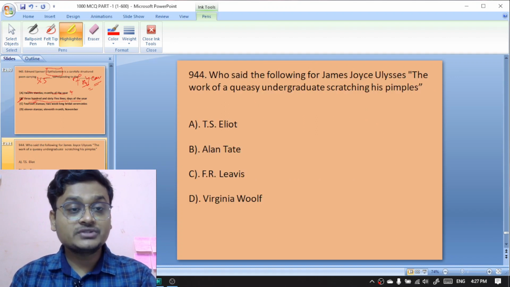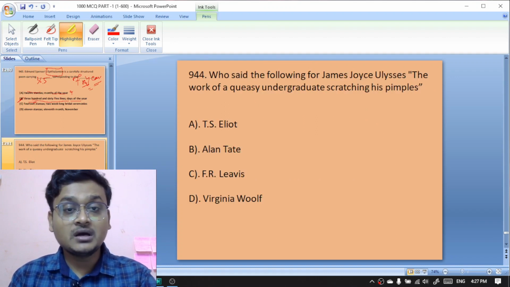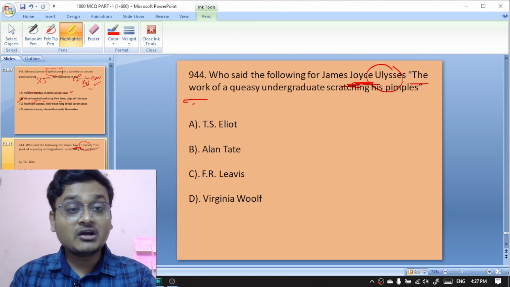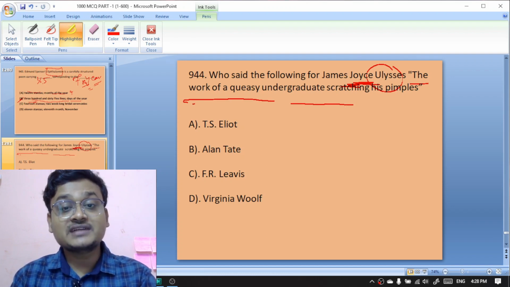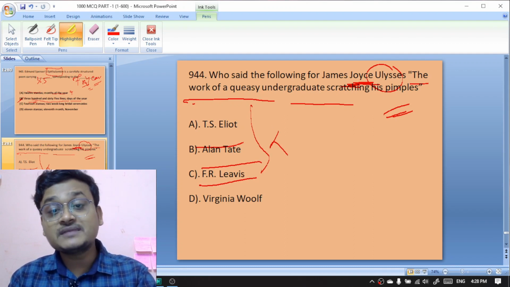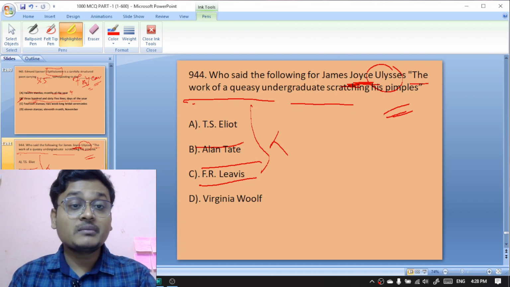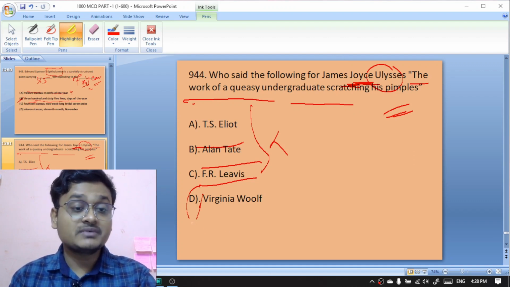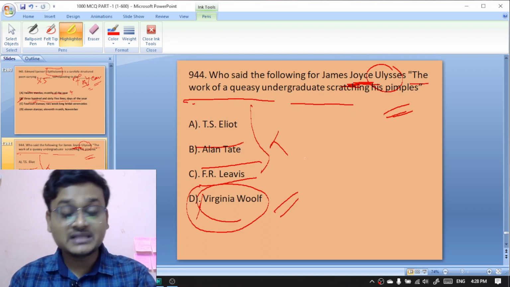Next question. Who said the following about James Joyce's Ulysses: "The work of a quasi undergraduate scratching his pimples"? T.S. Eliot, Allen Tate, F.R. Leavis? No. It was Virginia Woolf who said this. So D is the right answer here.